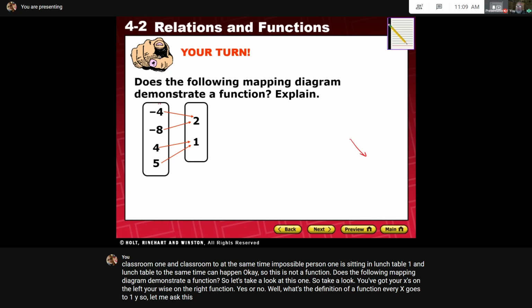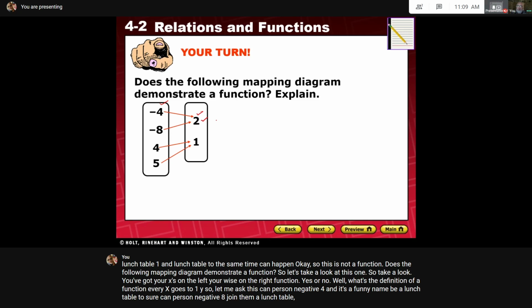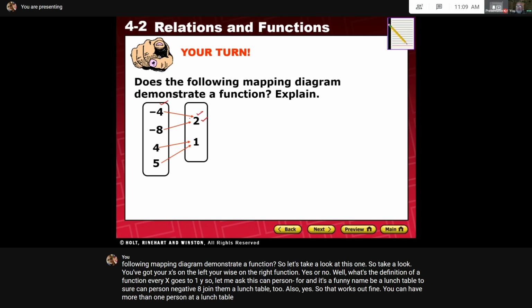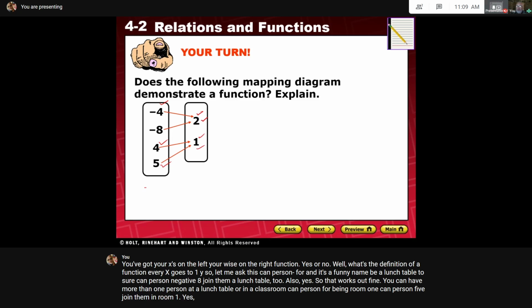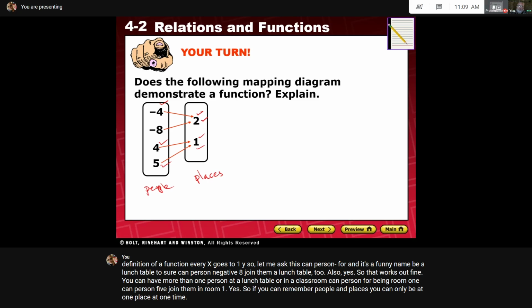Can person -4, and it's a funny name, be at lunch table 2? Sure. Can person -8 join them at lunch table 2? Also yes. So that works out fine. You can have more than one person at a lunch table or in a classroom. Can person 4 be in room 1? Can person 5 join them in room 1? Yes. So if you can remember, people and places, you can only be at one place at one time. So this is a function.